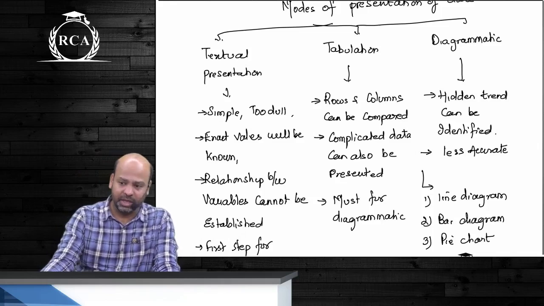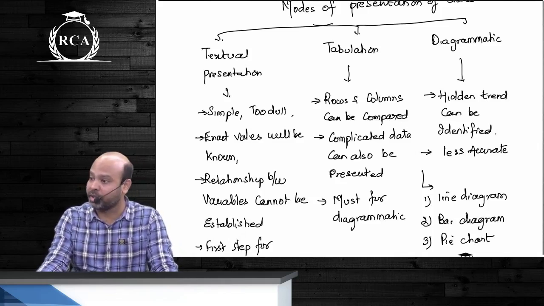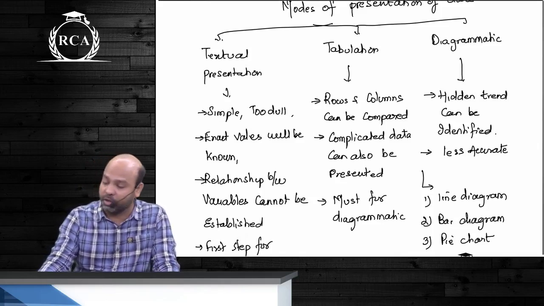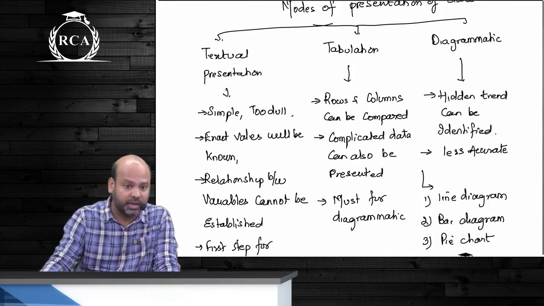Then every table should be given a title, should be numbered, and then there should be a footnote if there's any explanation required to the content that is covered in the table. Are we clear? Tabulation is a must for diagrammatic representation.